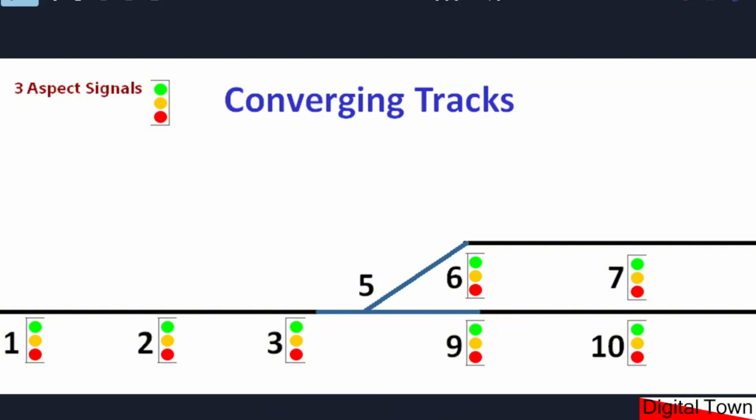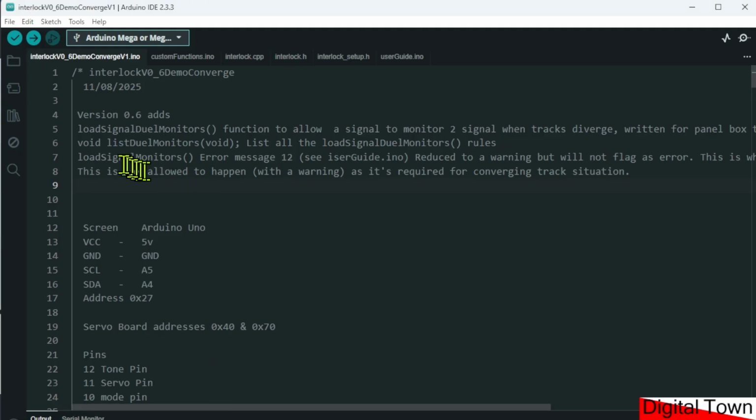Now, what that means is that within the load signal monitors, I've had to change the function. As you load the signal, what it used to do is check, is this signal already being monitored by another signal? And if it did, it would throw an error and stop the sketch running.